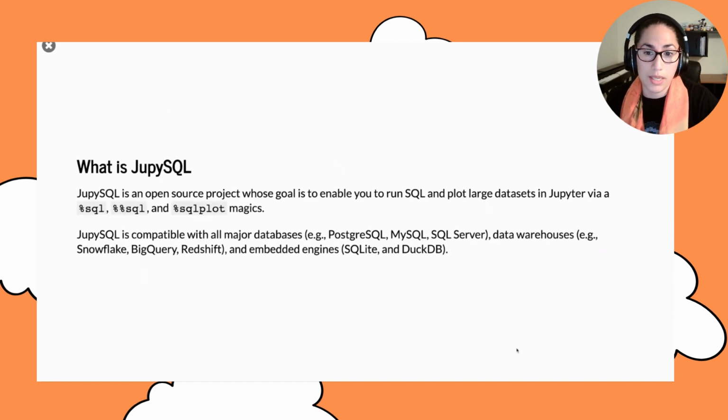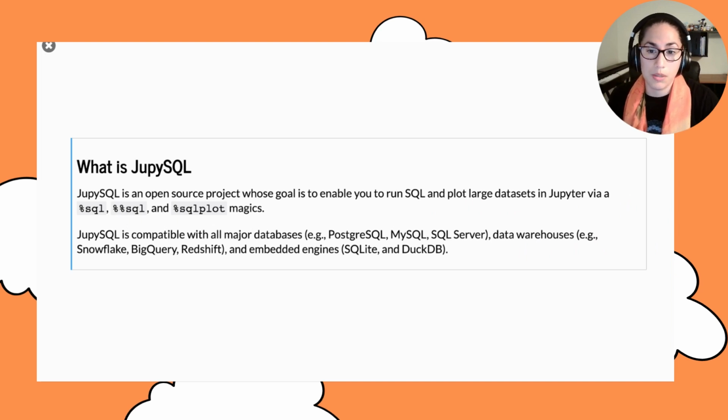So JupySQL is an open source project that has as a main goal to allow users to run SQL queries within the Jupyter environment via the use of magics. Some of these magics can be identified by the percentage sign and double percentage sign, and they include magics like %sql, %sqlplot, and %sqlcmd. It is compatible with all major databases, data warehouses, and embedded engines, and the community is constantly looking for ways to upgrade the current databases that it is compatible with.